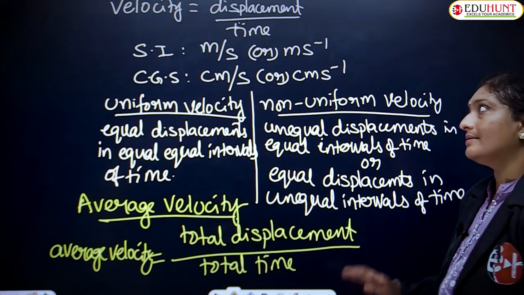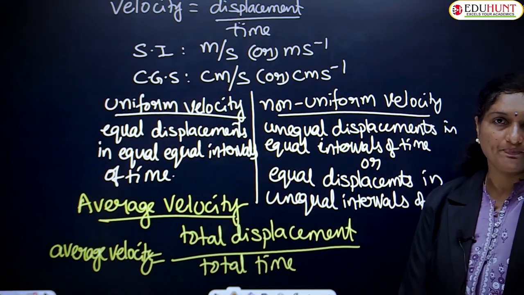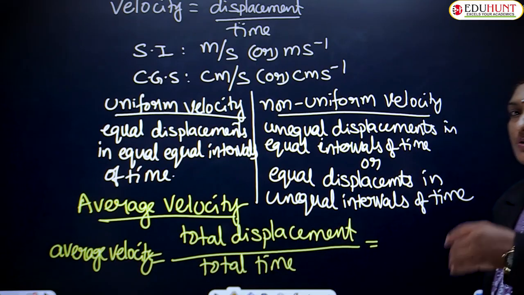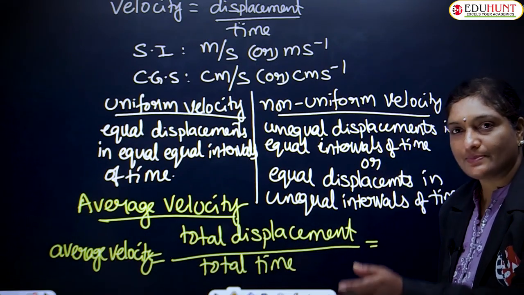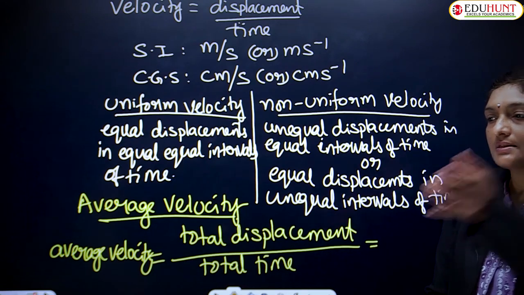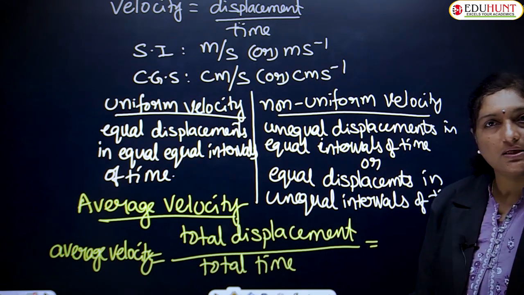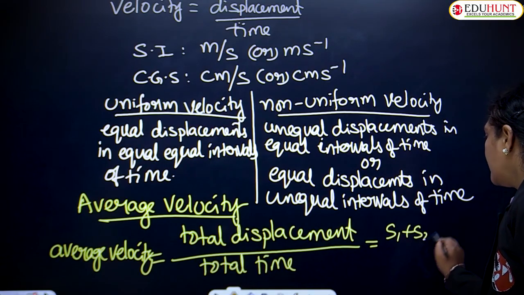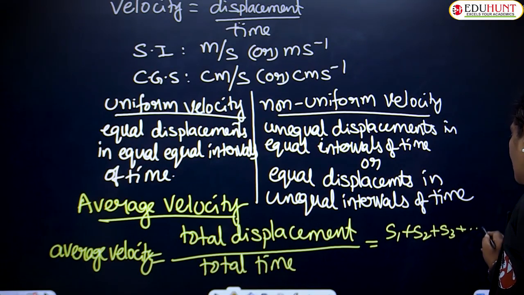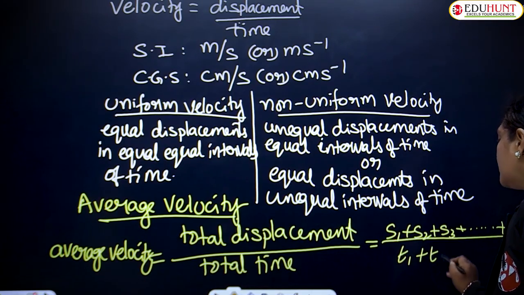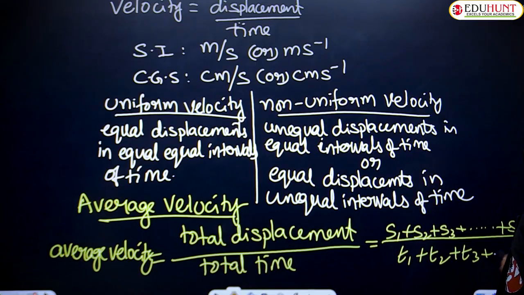So, children, I hope you understood the concept of velocity well. Based on that, if you would like to go with the formula, suppose a body covers displacements of S1, S2, S3, S4, and so on, in the time intervals T1, T2, T3, T4, and so on, then average velocity can be written as S1 plus S2 plus S3 plus so on plus Sn upon T1 plus T2 plus T3 plus so on plus Tn.